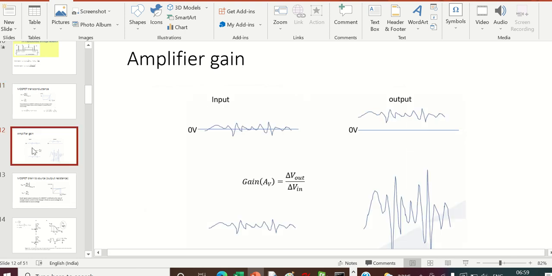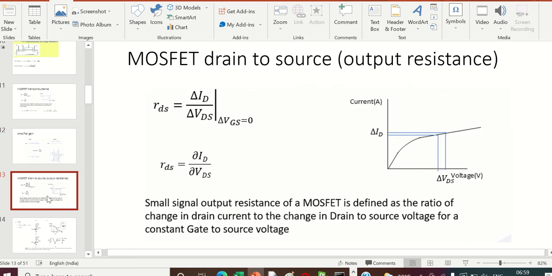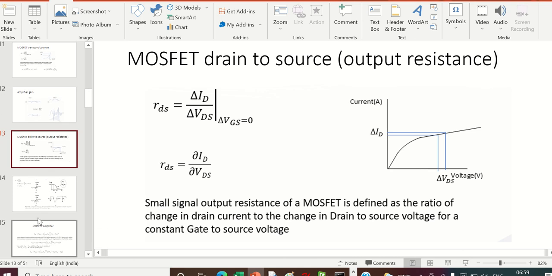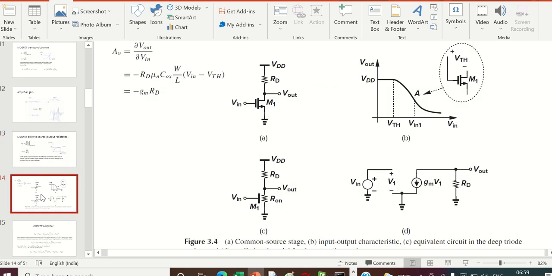Then our aim in studying this is to do amplification. That is one thing. Then what is output resistance? Output resistance is nothing but ID by VDS, that is the resistance offered by our MOSFET. Now finally we are coming to a small application, and we are seeing this transistor.